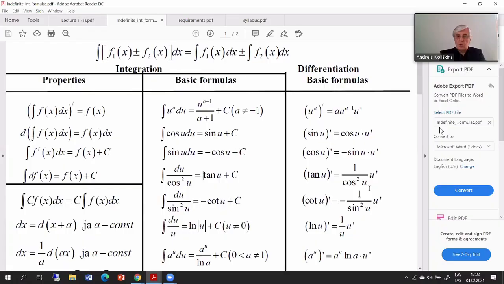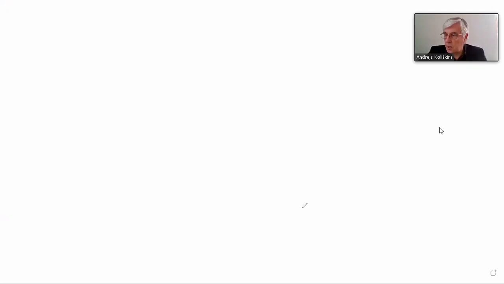Now, I would like to illustrate this with a few examples, and during the class, I'm using the Blackboard on Zoom. So let us start with the first exercise.